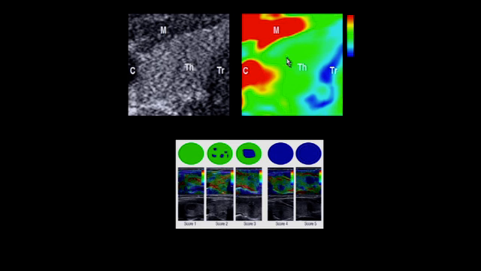So here's a normal thyroid. As seen on the B-mode elastograms, we see no nodules in the thyroid, and the color elastogram shows a similar thing with uniform green within the thyroid. The trachea appears blue because it is stiff. So that's a normal thyroid.